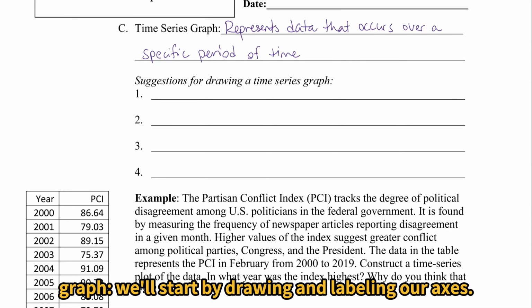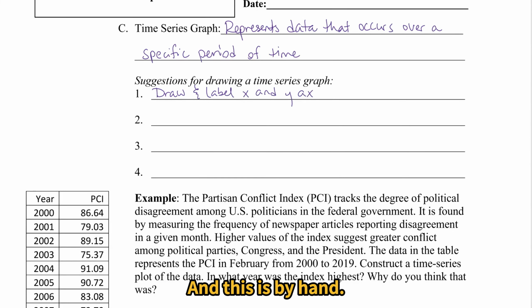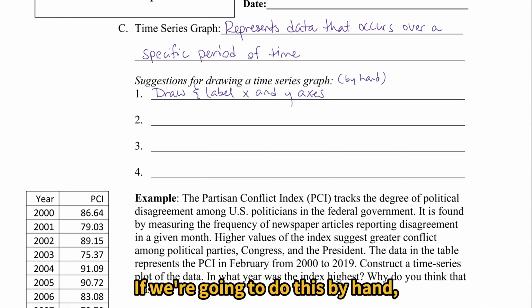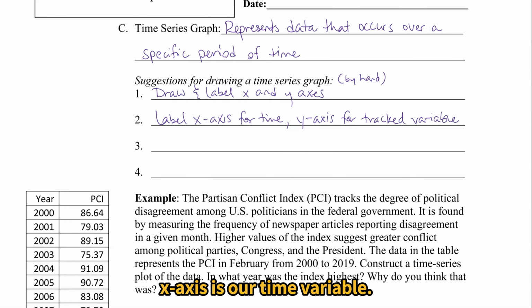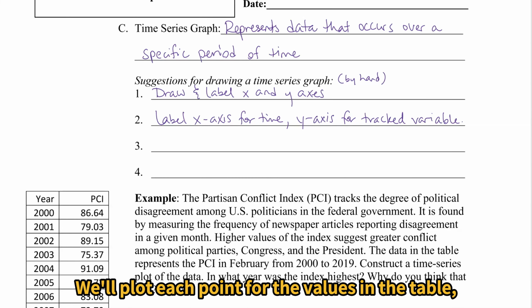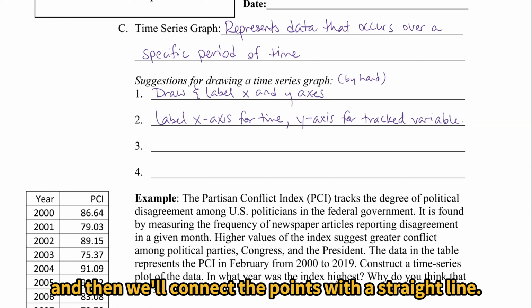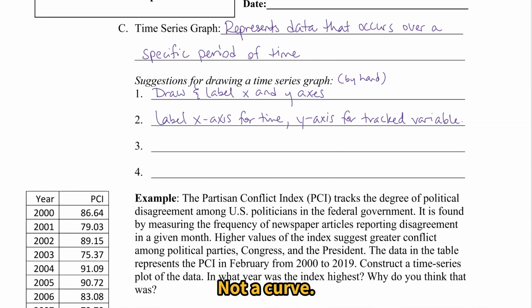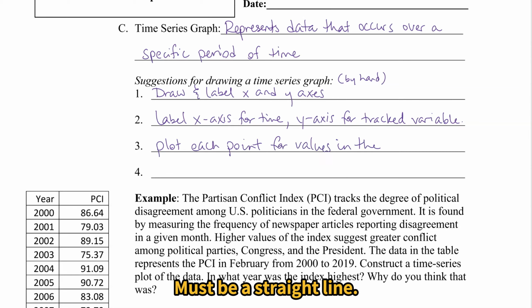We'll start by drawing and labeling our axes. And this is by hand. If we're going to do this by hand, this is how we would go about it. X-axis is our time variable. We'll plot each point for the values in the table, and then we'll connect the points with a straight line, not a curve. Must be a straight line.